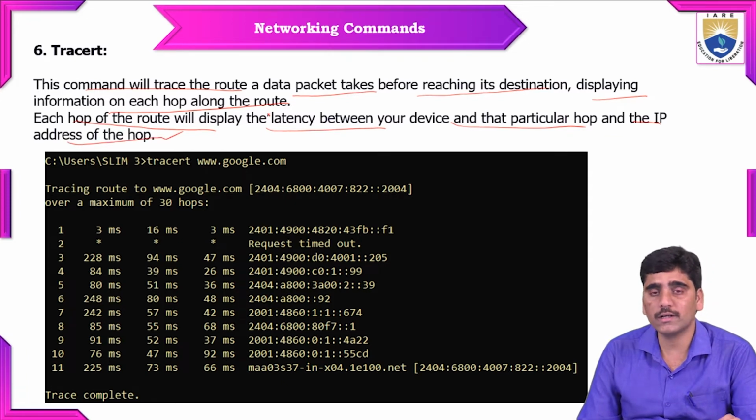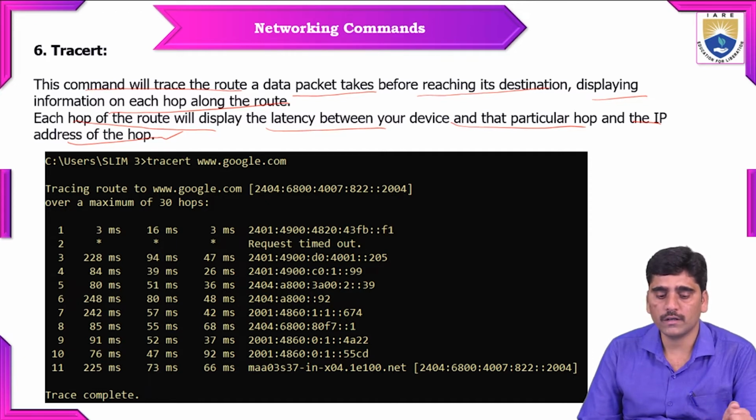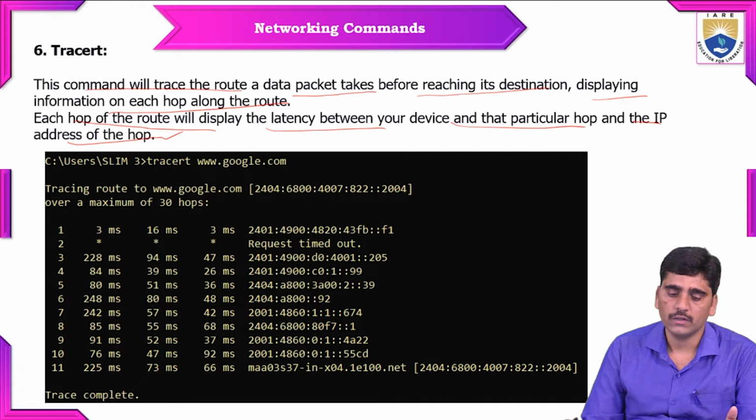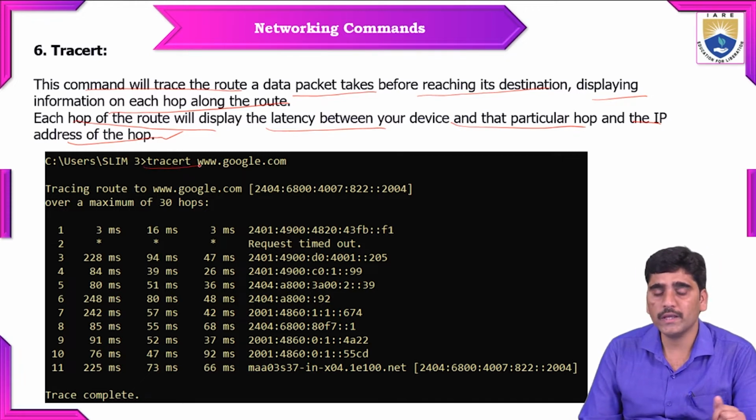So how much data is transmitted toward the network, how much time transmission takes, and how many packets are being transmitted toward the destination, the tracert command will let you know all these things. Here you can type tracert, or tracert followed by the target name.